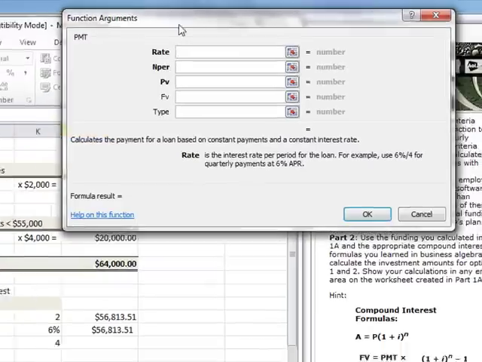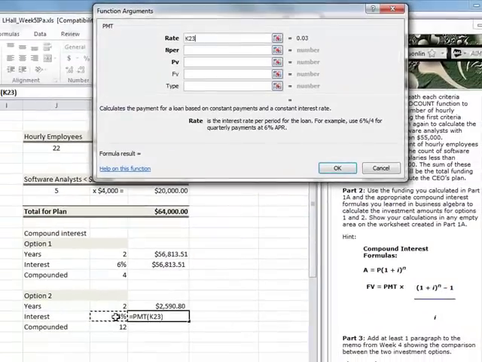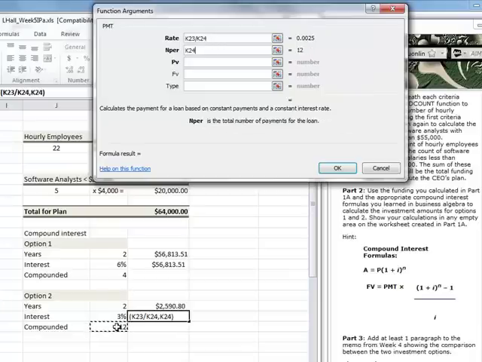All right, well, what's our rate? Same thing. Our rate is 3%. But remember, we're making payments every month, so we're going to do 3%, and we're going to divide it by how many times we're making our payments. Number of periods, same thing. We have 12 months, and we're doing that for 2 years.